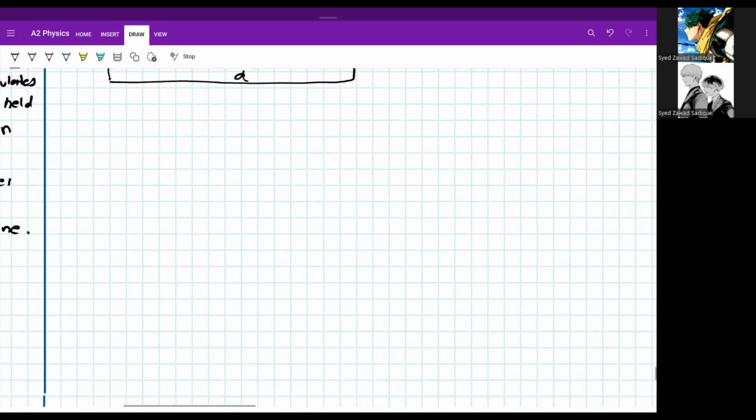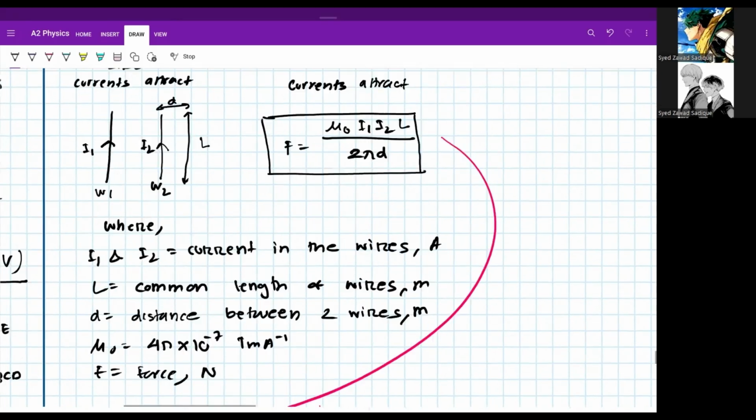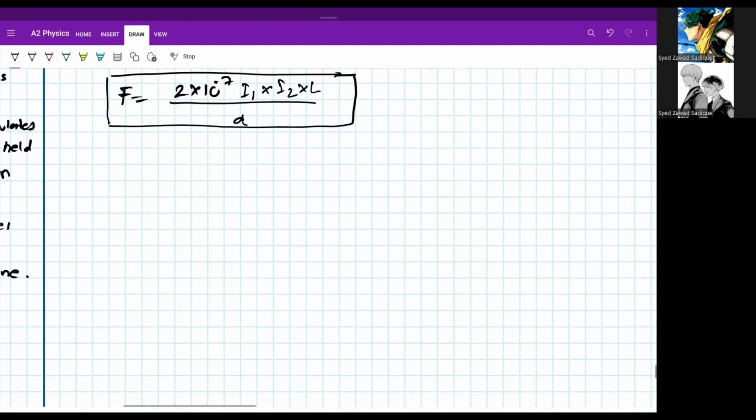Now we have a few more things left. Moving forward, concept number 10 is magnetic flux.